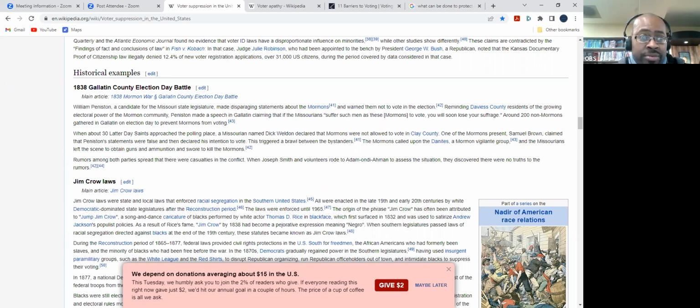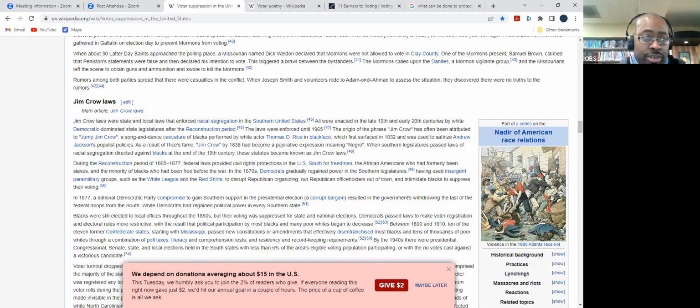where there was an unwritten rule that Mormons were not allowed to vote in a certain county in Missouri. Not only was it an unwritten rule, but it was also a rumor. It was not true. But this was the first recorded example of voter suppression.